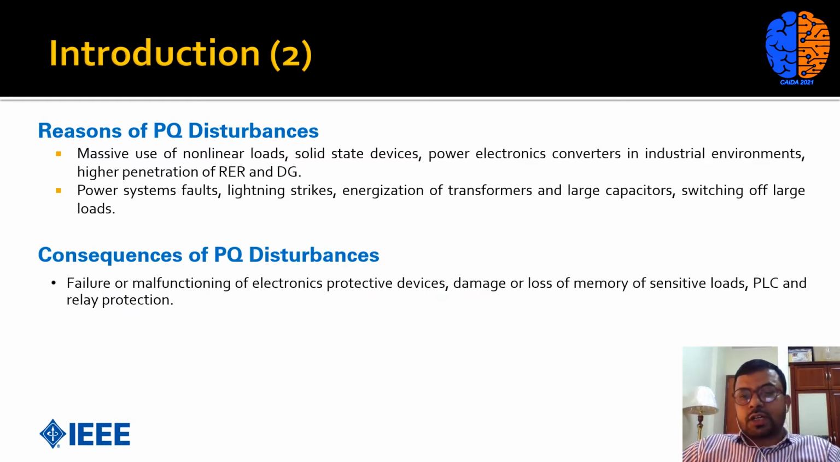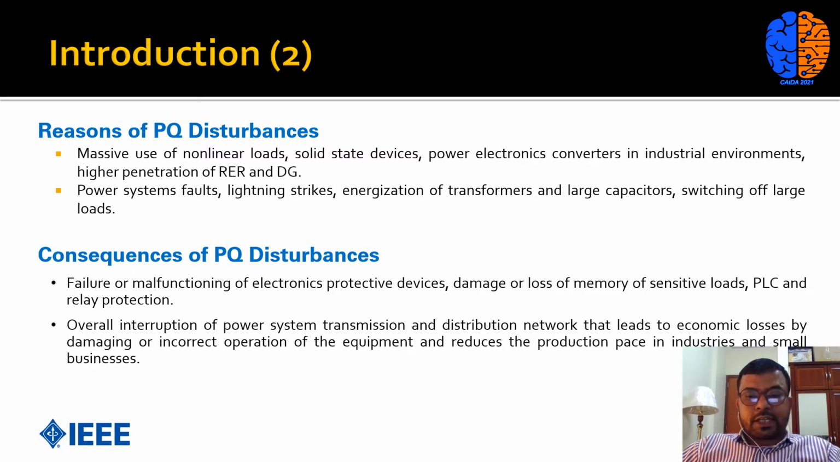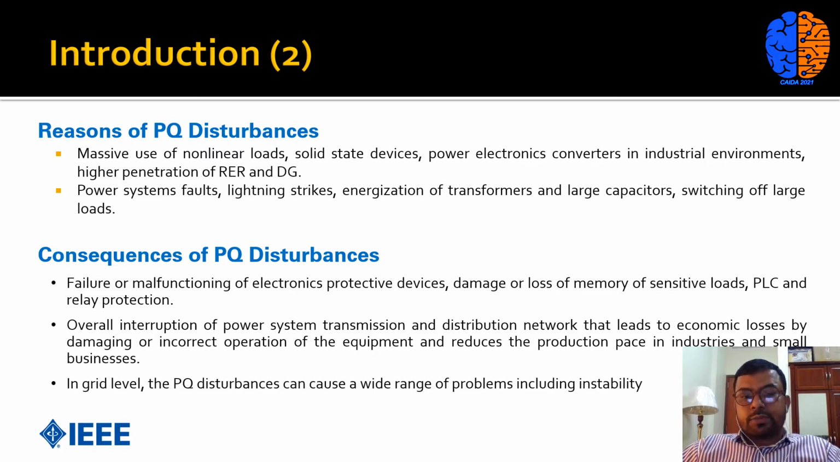Third question is, what are the consequences of power quality disturbances? The power quality disturbances may lead towards failure or malfunctioning of electrical protective devices. They can damage the sensitive loads or they can damage the relay protection system. Overall, the PQ events can lead towards economic losses by damaging the equipment or reducing the production pace in the industries. In grid level, the PQ events can cause a wide range of problems including power system instability.